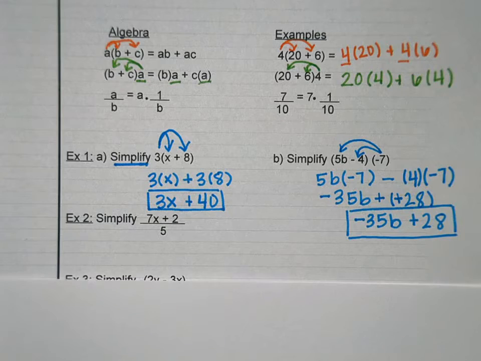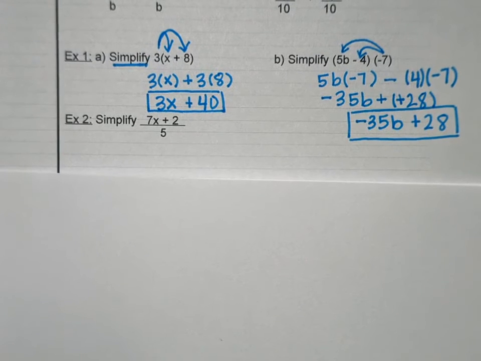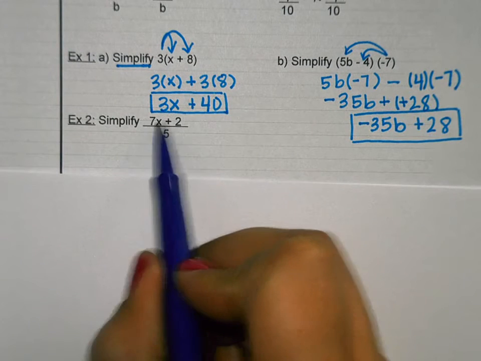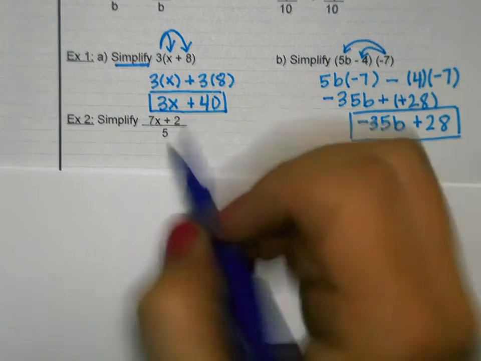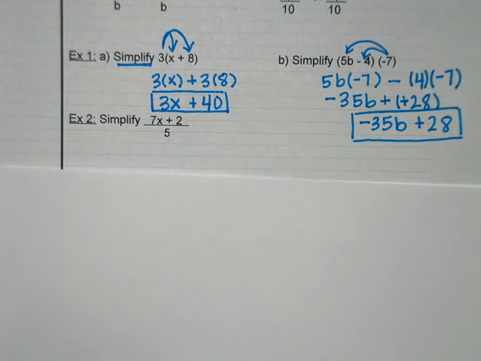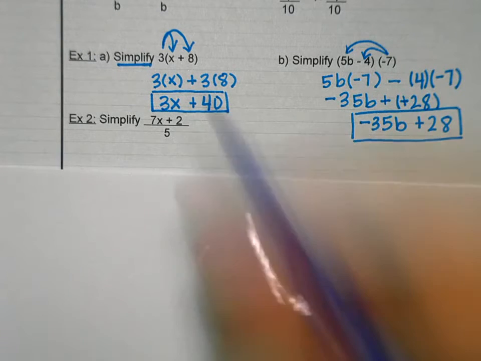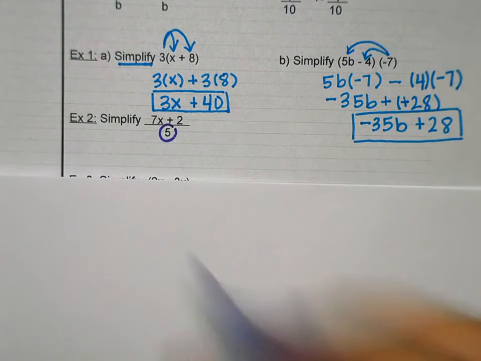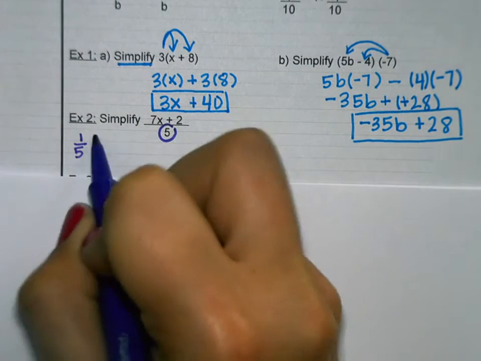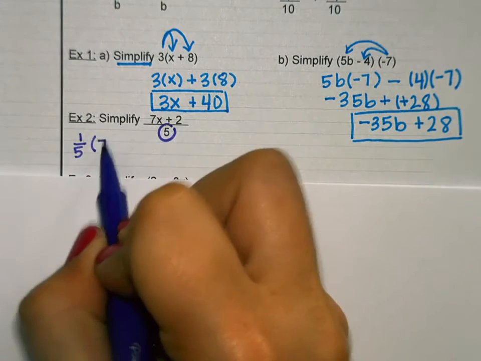Let's do a fraction. So example 2, we want to simplify 7x plus 2, all of that divided by 5. So what we're going to do is first rewrite this so that it is a distributive property of division. So I'm going to take out that divide by 5. So we can rewrite this whole thing as 1 over 5 times the top, 7x plus 2.